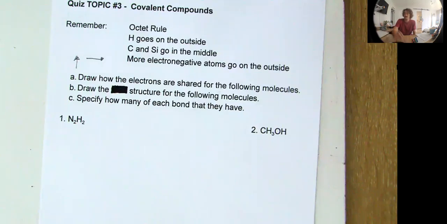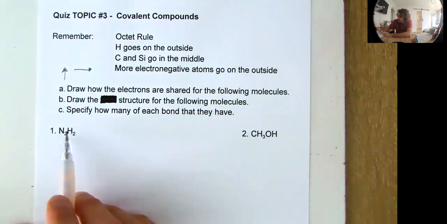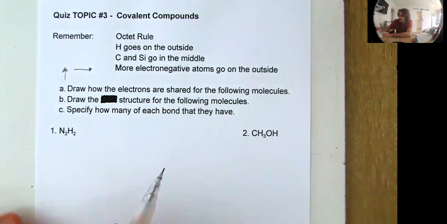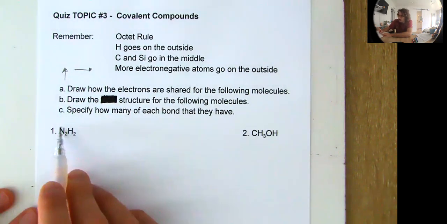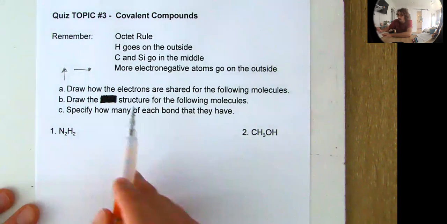Yep, let's use these examples again. We need to draw how the electrons are shared for the following molecules. Remember, we need to draw the structure for the following molecules and specify how many of each bond that they have. So remember, what we want to do is count up the total amount of valence electrons in this molecule so that we know how many electrons we need to draw in the structure.